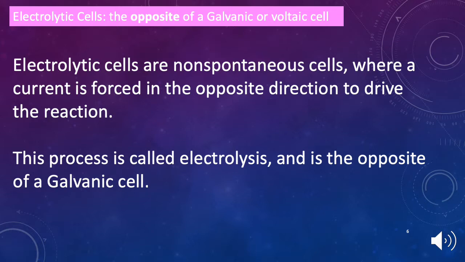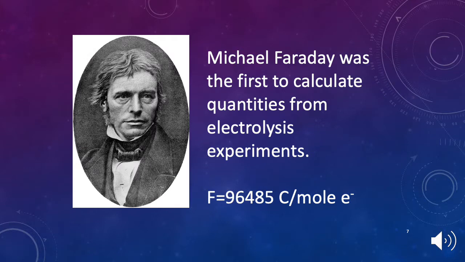Spontaneous redox reactions are used to build galvanic cells. This chemical reaction produces a current spontaneously. Non-spontaneous reactions can be forced to occur if you supply a current. This is called electrolysis. Any metal plating which is done, whether for jewelry, cutlery, etc., is done via electrolysis. Michael Faraday was the first to calculate mass quantities produced from electrolysis experiments. The constant used in these calculations was named for him.